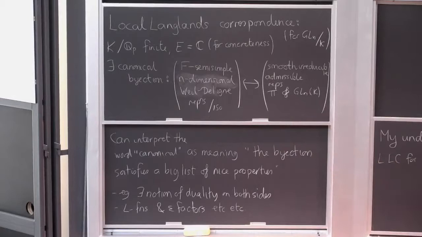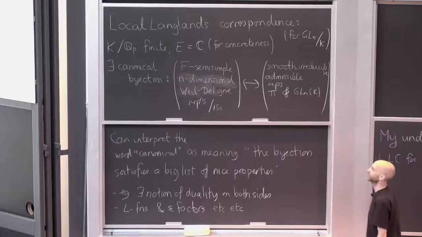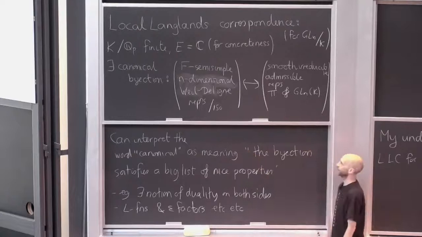That's some sort of technical sounding statement, but it turns out to be absolutely crucial, because what we want to do is we want this big list of nice properties to have the property that there's exactly one correspondence. That's the point. Once we've got a nice big list of properties and we can prove there's exactly one correspondence that satisfies all the properties, then we know we've got the canonical thing.